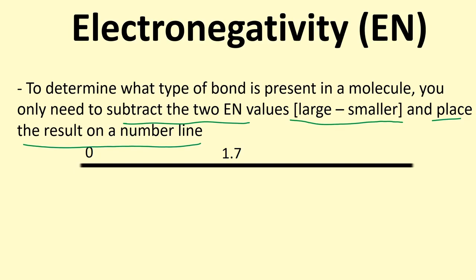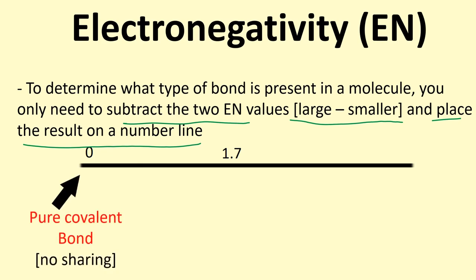It's going to help tell us what kind of bond we've got going on. So once we've subtracted, if we end up with a result of exactly 0, what we've discovered is that we have a pure covalent bond. There is no sharing of electrons in this molecule, so it doesn't have a plus or minus end. It's just kind of like a neutral molecule. So that's maybe our simplest one.